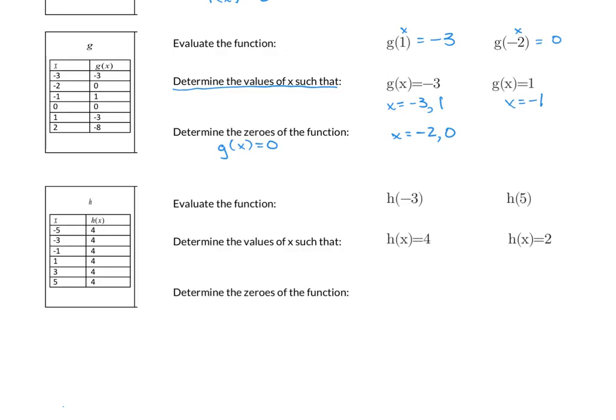All right, last function that we're going to look at for tables, we have h of x. So for the first part, let's go ahead and find where x is negative 3. And we want to know what is h of x equal to. So if we come to negative 3, we have h of x equals 4. Similarly, for h of 5, remember 5 is an x value. So we're going to have 5. We get h of 5 is also 4.